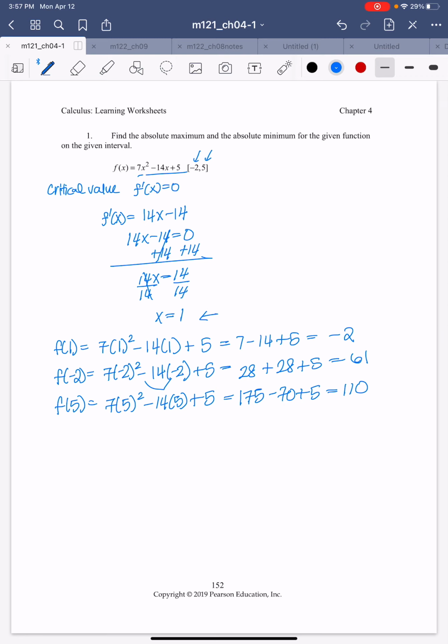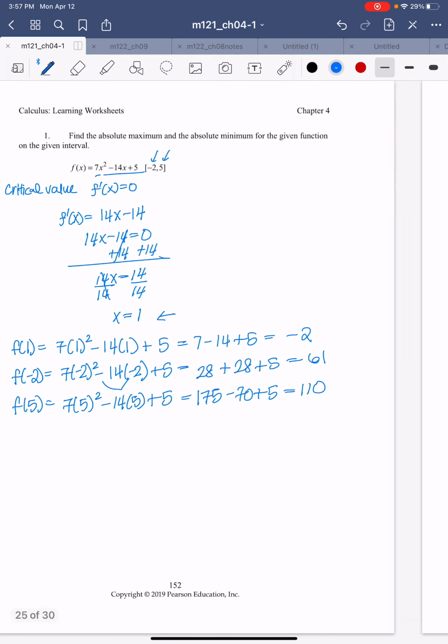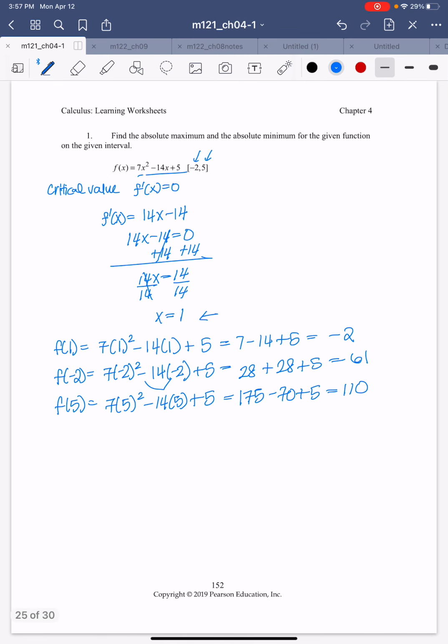Now, let's take a look. The absolute maximum and absolute minimum are the largest value and the smallest value from step 3. So let's take a look at which one is the largest value. The largest value is this one right over here. 110 is the largest value, so that is our absolute maxima.